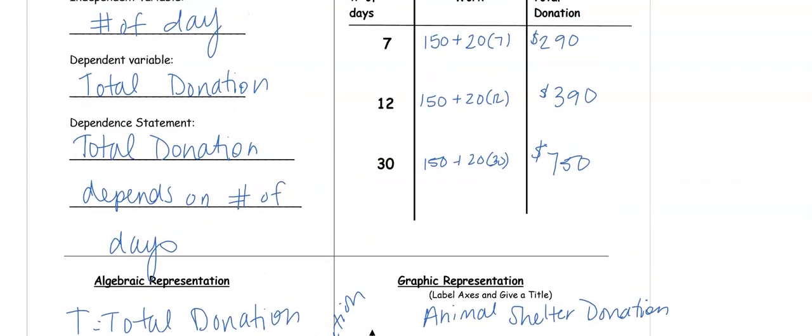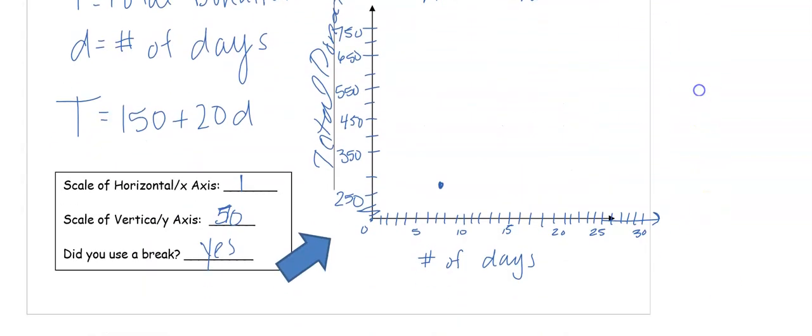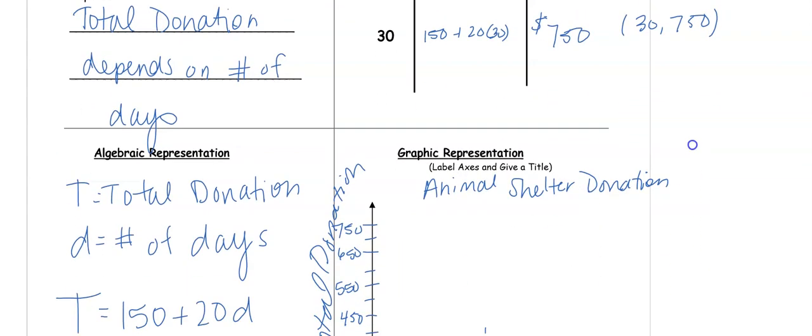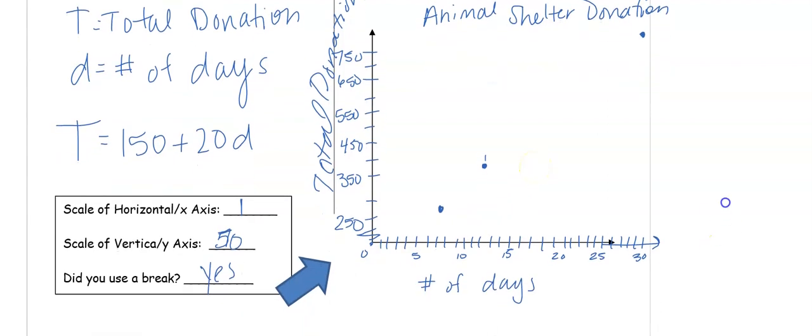Okay, our 3 points, remember, it's your X value and your Y value: 7, 290; 12, 390; and then 30, 750. Okay, so let's plot those 3 points. 7, 290, about there. 12, 390, okay? And then 30, 750. We're going to go all the way out to 30, 750. Notice how if I were to connect these dots, they give me a pretty straight line, okay?